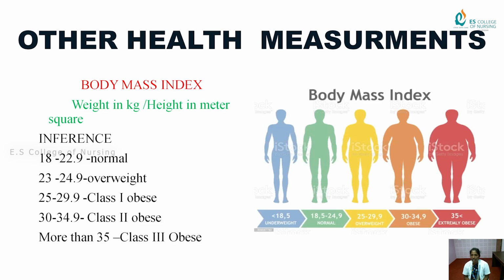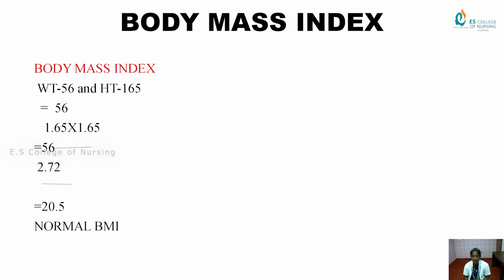Yes, this is the range they have given here. For example, for body mass index, the weight is 56 and the height is 165. So when we calculate 1.65 into 1.65, it comes to 56 divided by 2.72. Then it comes to 20.5. It is a normal BMI. As I said, 20.5 is a normal BMI.